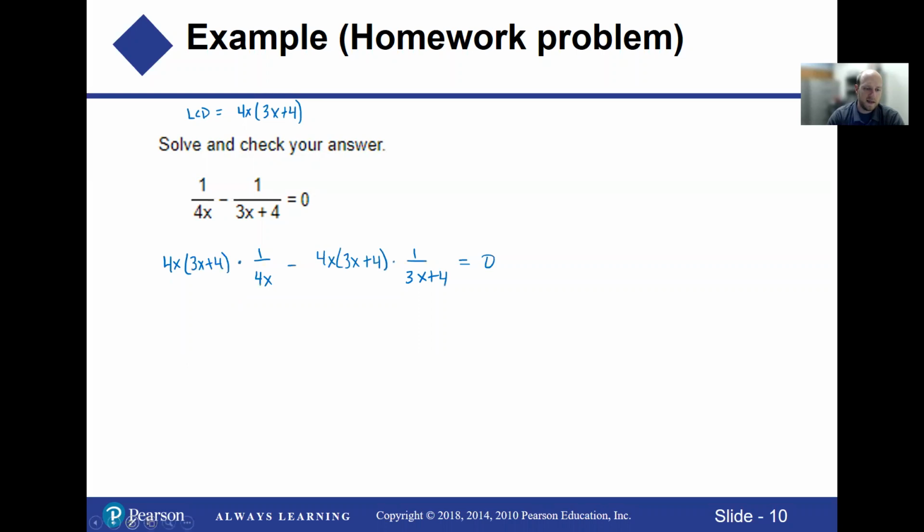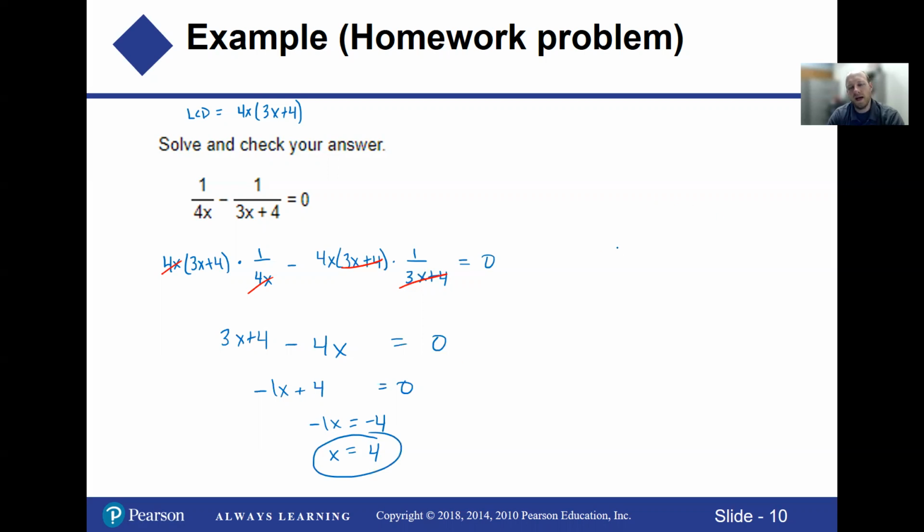And then we go ahead here and we can cancel. So I cancel the 4x's here. I cancel the 3x plus 4's here. That gets rid of the denominator. So I'm just left with 3x plus 4 times 1. I'm not going to write the times 1 this time. And then minus 4x times 1. I don't need to write times 1. So then we just combine like terms. I have a 3x and a minus 4x on the same side, which gives me a -1x. -1x plus 4 is equal to 0. Subtract the 4 and then divide by -1. So x is going to be equal to 4.